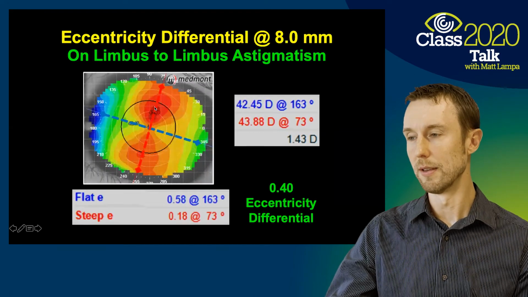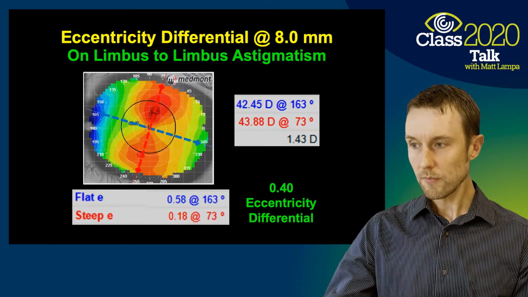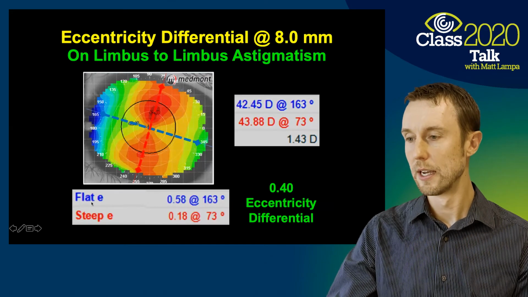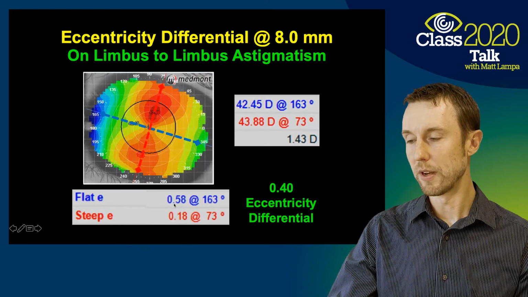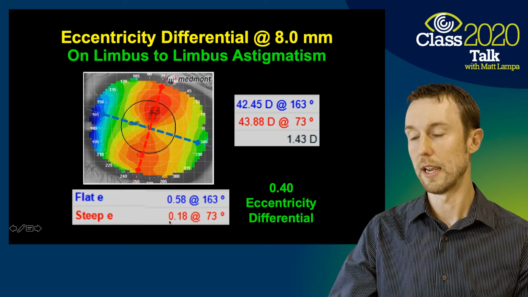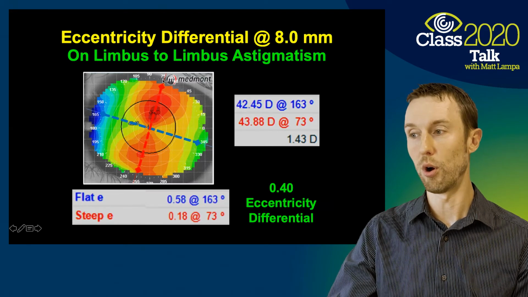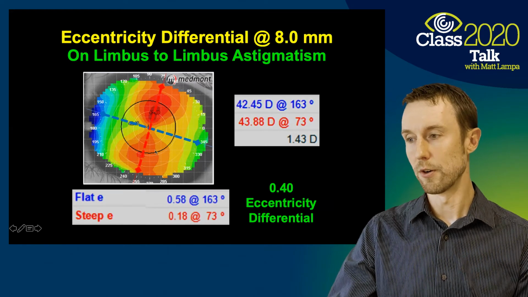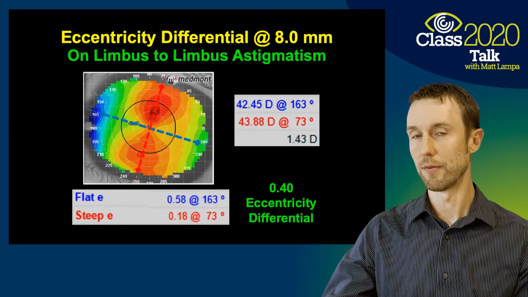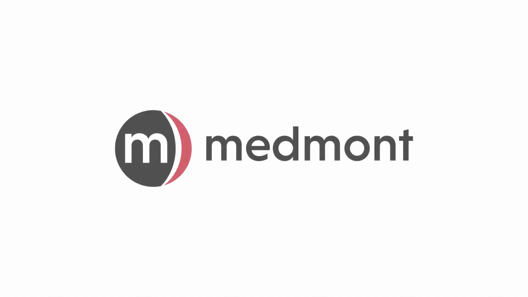What about an eye with Limbus-to-Limbus astigmatism? This is someone who has their corneal astigmatism running all the way through. Well, we see a very different picture begin to emerge here. The flat eccentricity is 0.58, and then the steep eccentricity along that vertical meridian is 0.18. Very different number. What we're saying here is that it's steep and then it remains steep all the way out along that vertical meridian, limbus to limbus. So now we have a corneal eccentricity differential of 0.4, much greater than we did in the previous slide of that apical astigmatism.